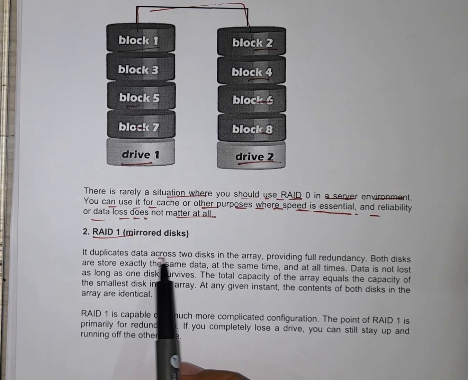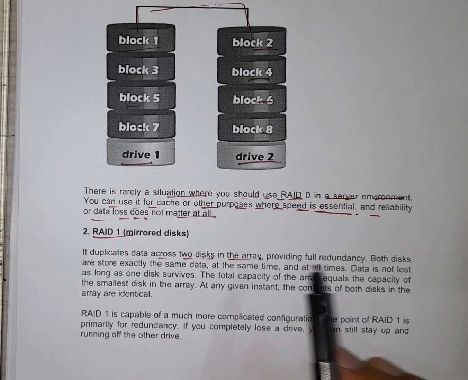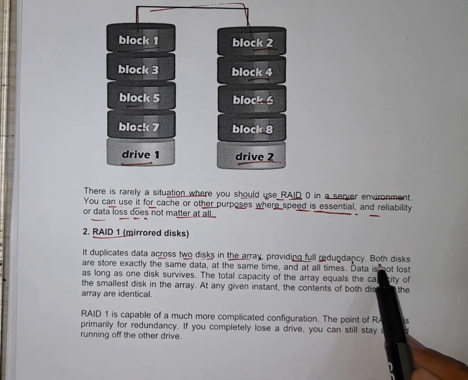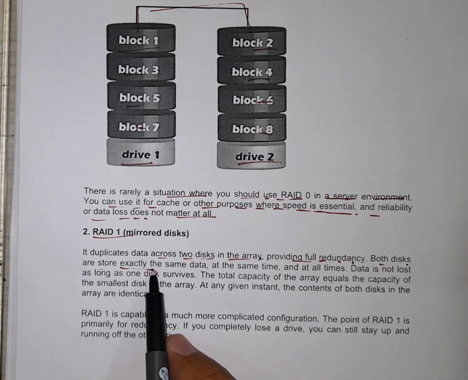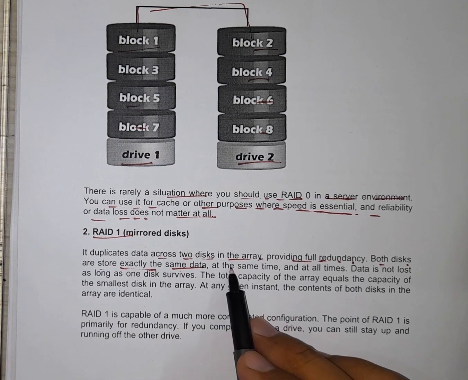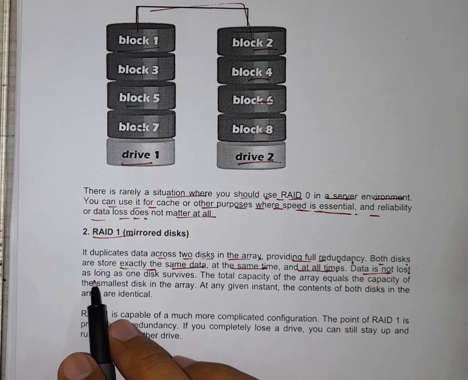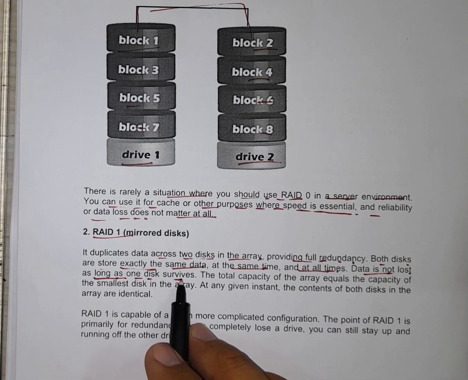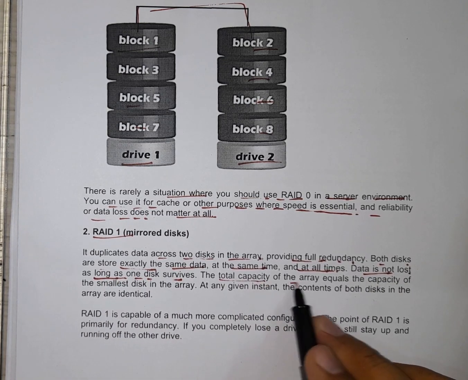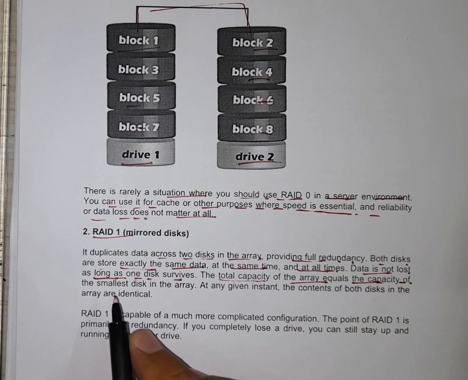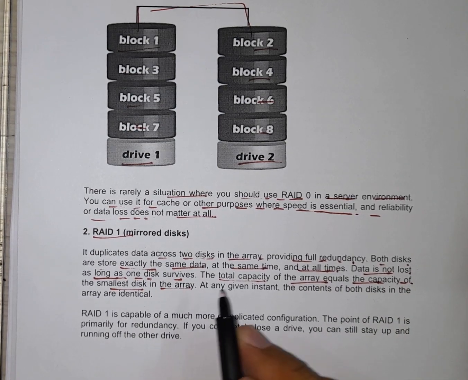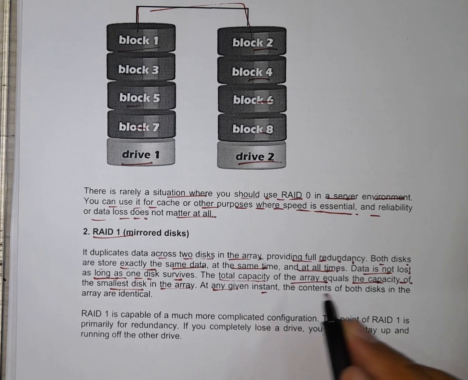Another one is RAID 1. It duplicates data across two disks in the array, providing full redundancy. Both disks store exactly the same data at the same time and at all times. Data is not lost as long as one disk survives. The total capacity of the array equals the capacity of the smallest disk in the array at any given instance.